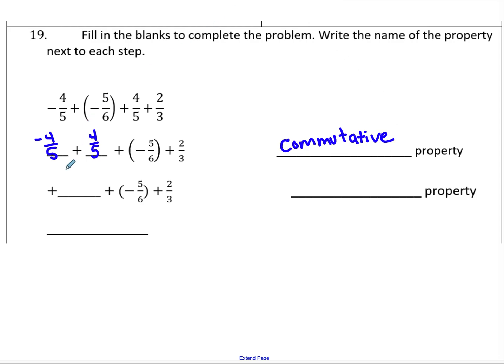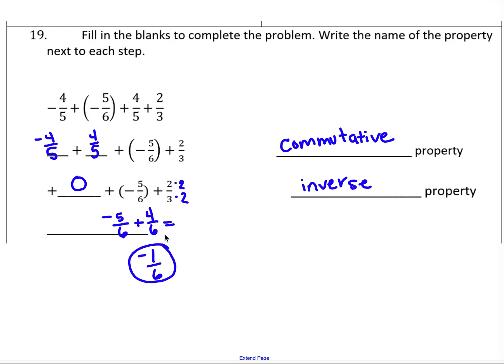Okay, so now I'm going to combine those. When I cancel out those inverses, those equal 0. That's the inverse property. Okay, then I need to add. So I've got -5/6 plus +2/3. I do need a common denominator, so I'm going to multiply these by 2. So I have -5/6 plus 4/6. Different signs. Find the difference. 5 minus 4 is 1. 6. More negatives. Answer is negative. -1/6 is our final answer.